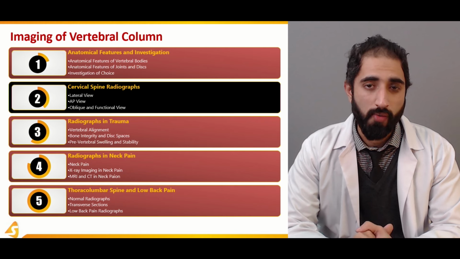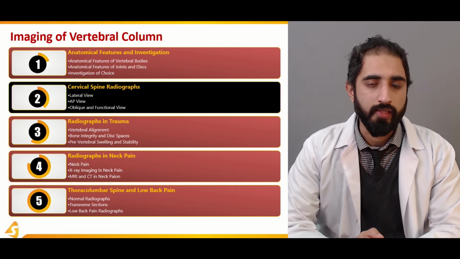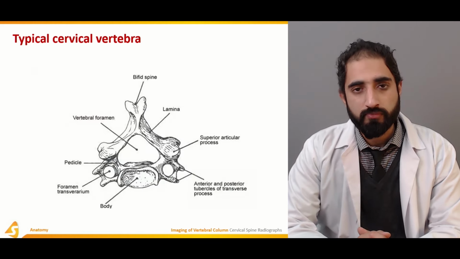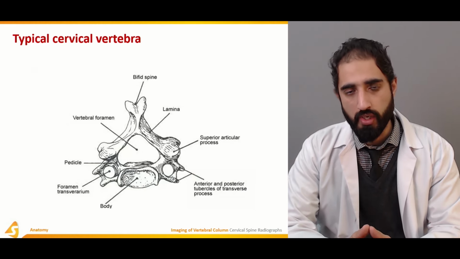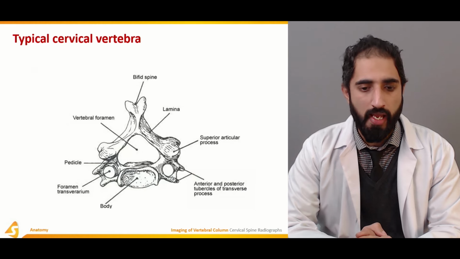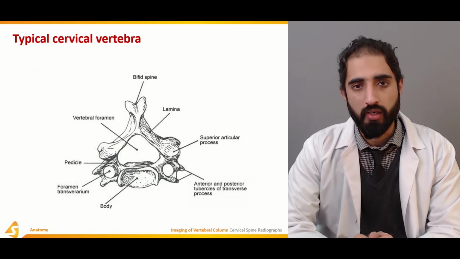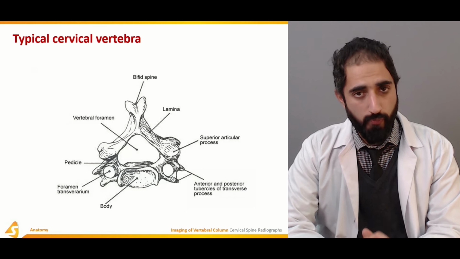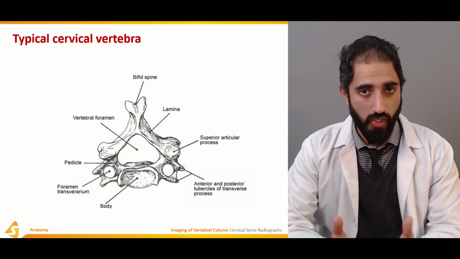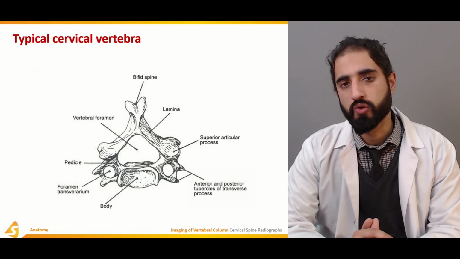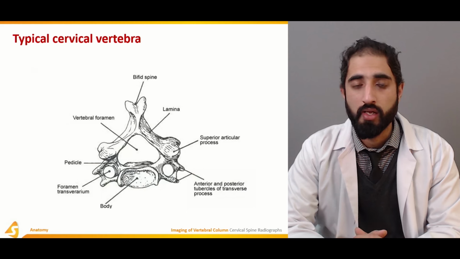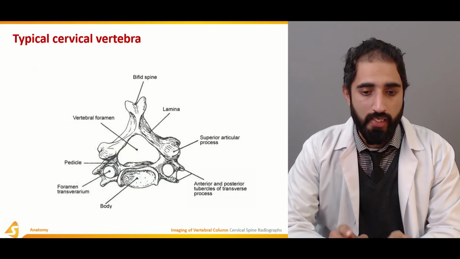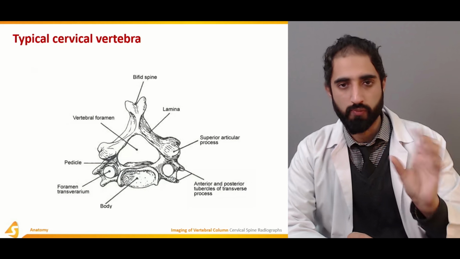And for that, we're also going to talk about the different views that we have available, like the lateral view, AP view, oblique view, and functional view, etc. So starting off with a typical cervical vertebra, which is C3, C4, C5, and C6, they have one specific property which is very different from others, which is the presence of a foramen transversarium or transverse foramen, and it is the place through which the vertebrobasilar artery goes upward and supplies the structures it is meant to.